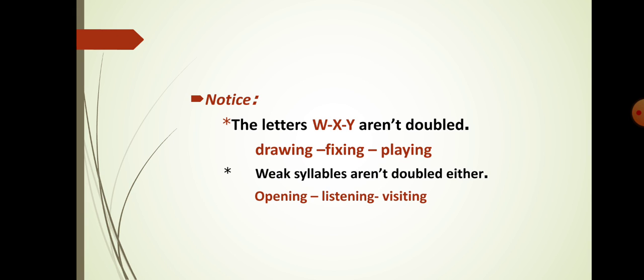Weak syllables aren't doubled either. Weak syllables at the end of the verb, like the verbs open, lesson, or visit. The last syllable is weak, so we just add ing, although they are CVC verbs.